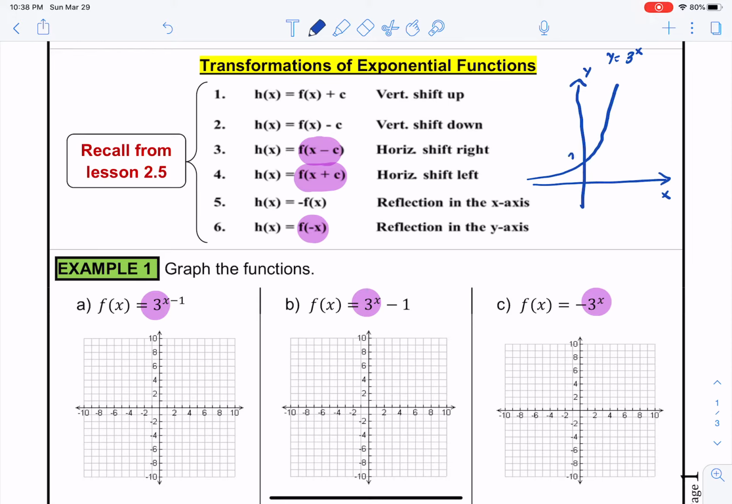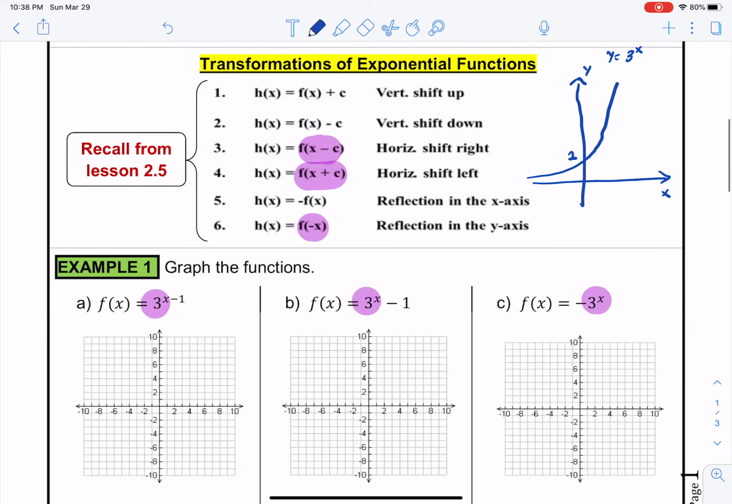So that point is 1, and the reason being when we plug in x equal to 0, y would equal 3 raised to 0, which is 1. So that is that point over there. And perhaps we'll just have 2 more points. When x is equal to 1, y would be 3 raised to 1. We end up getting 3. And when x is equal to 2, y would be 3 raised to 2. We end up getting 9.